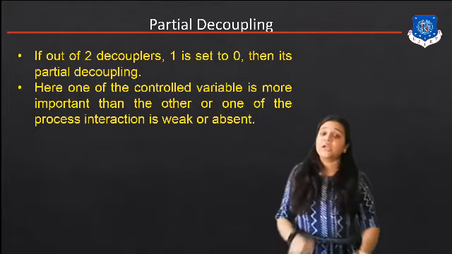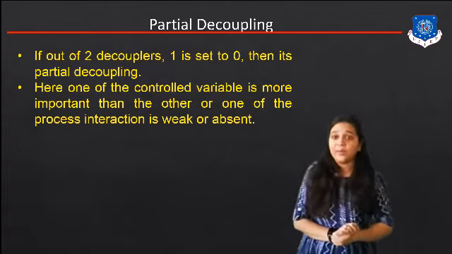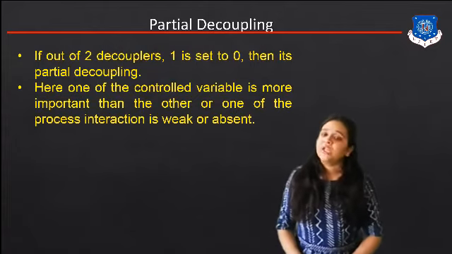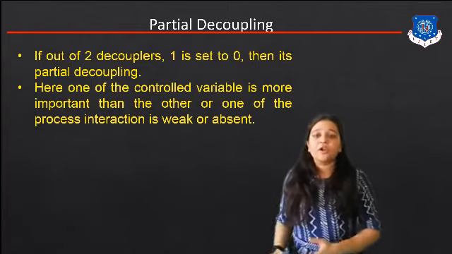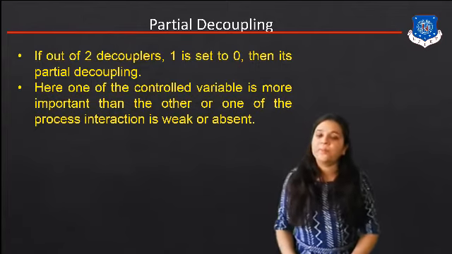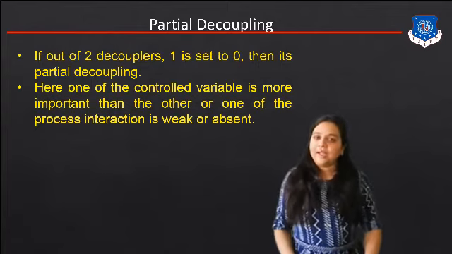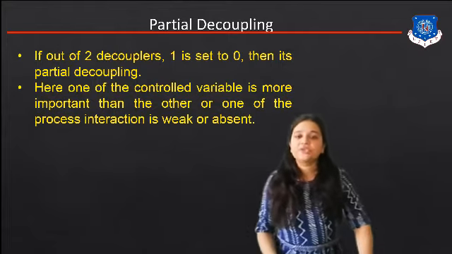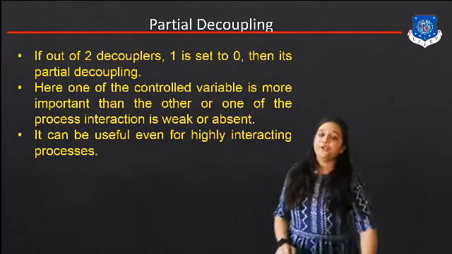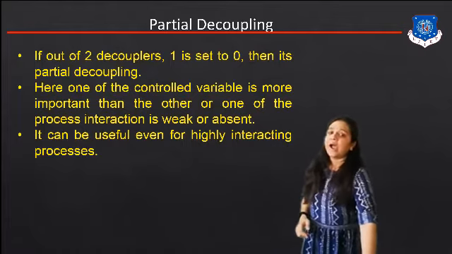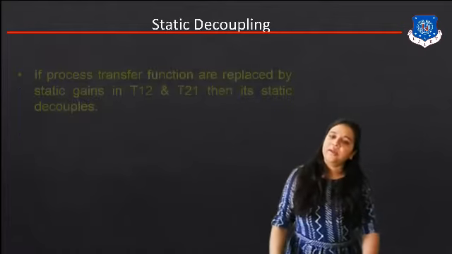So what is the condition of partial decoupling? If out of the two decouplers one is set to 0 and one of the control variables is more important than the other, that time we can use partial decoupling. Now, it can be useful even for highly interacting processes.